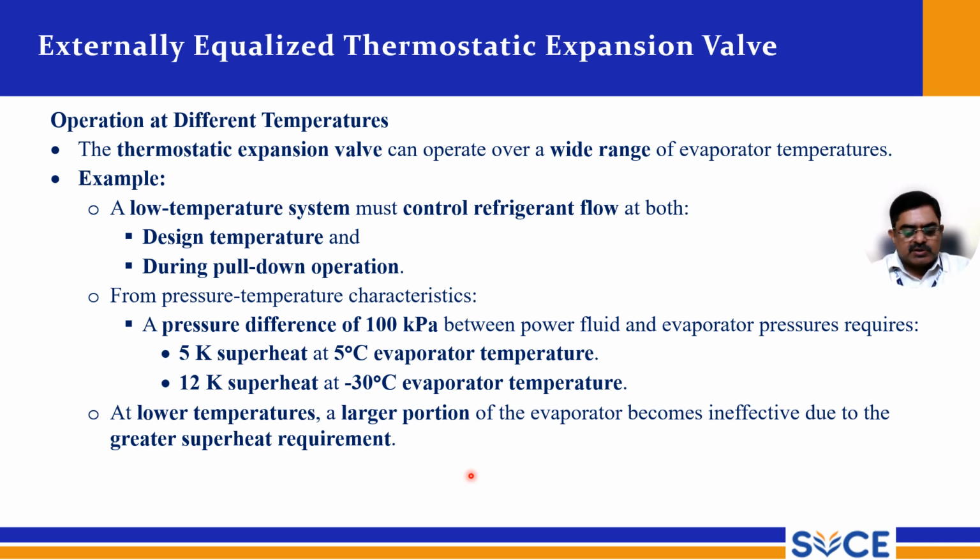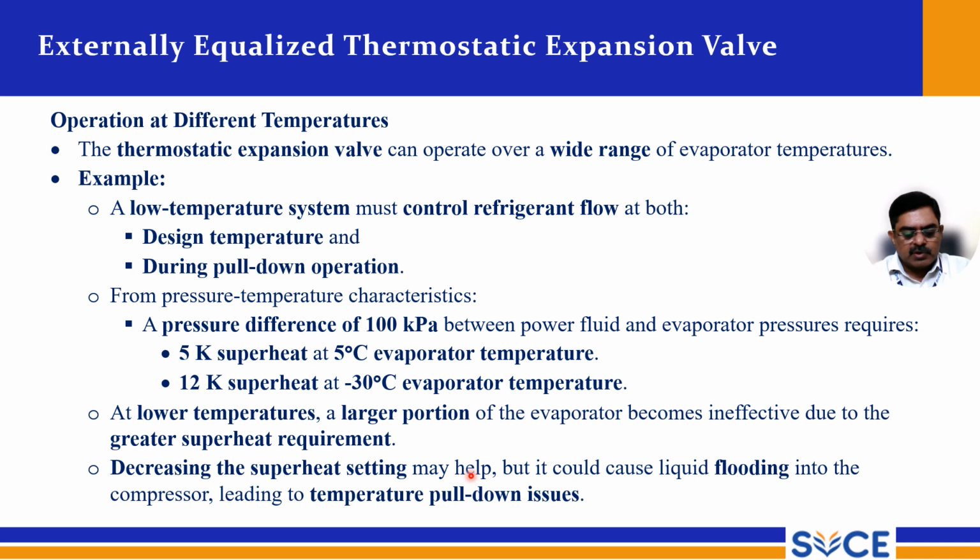At low temperatures, a large portion of the evaporator becomes ineffective due to the greater superheat requirements. Decreasing the superheat setting may help, but it could cause liquid flooding in the compressor and lead to temperature pull down issues. So this is another drawback.